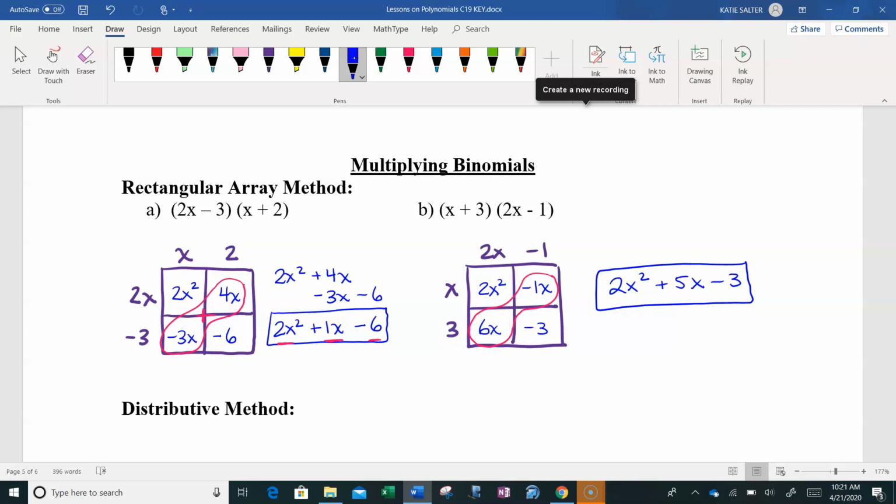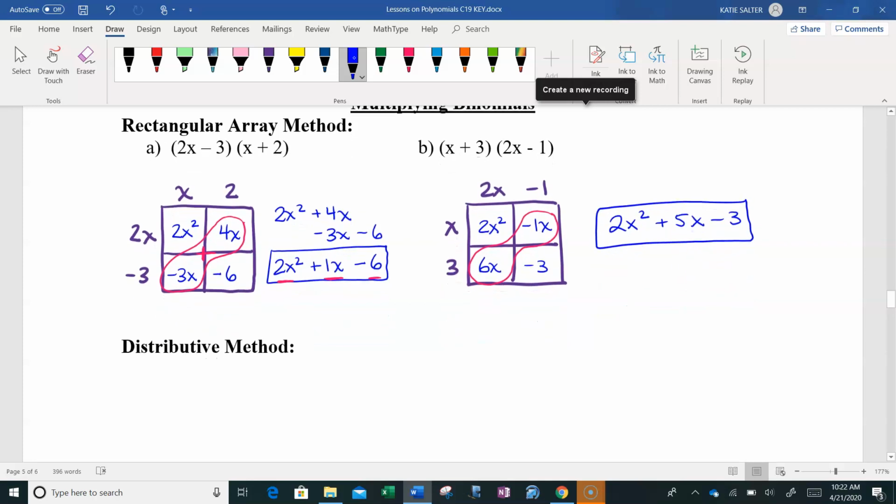All right, so another way that we can multiply binomials is using the distributive method. So what I'm going to do is use the exact same 2 binomials that we just did with the box method, but show you how to do it with the distributive method. So the first thing I'm going to do is copy the problem. So we have 2x minus 3 times x plus 2.